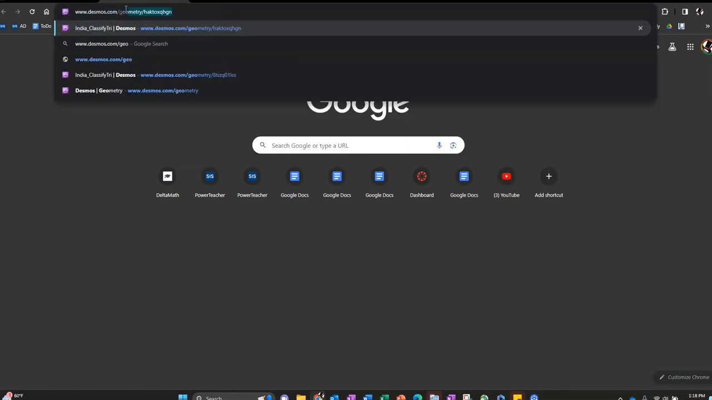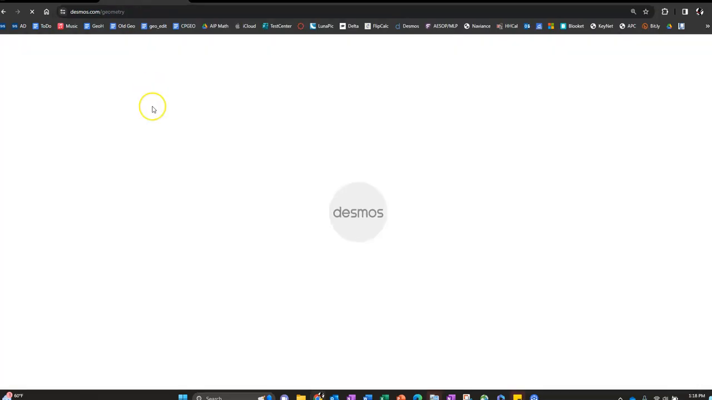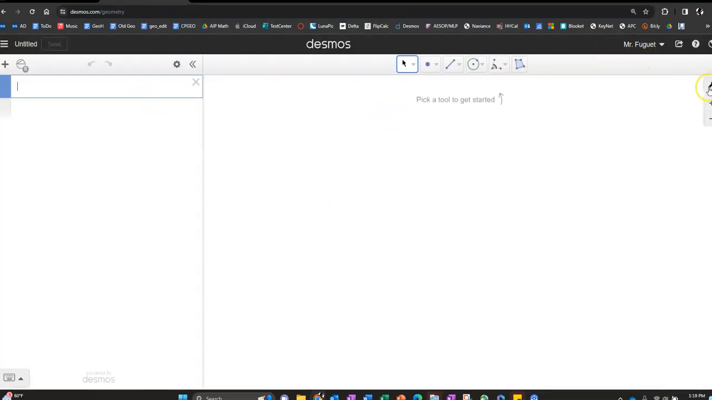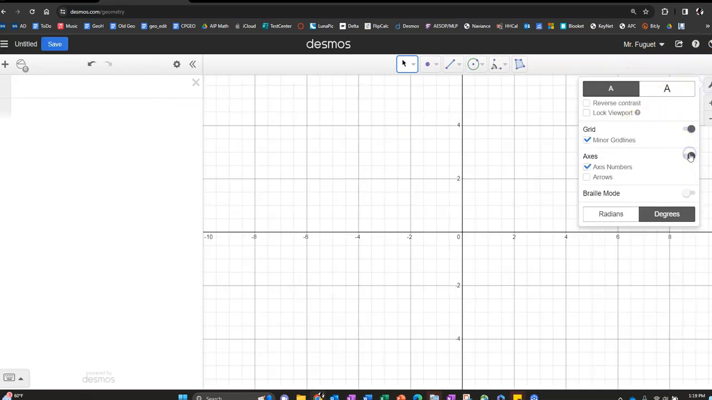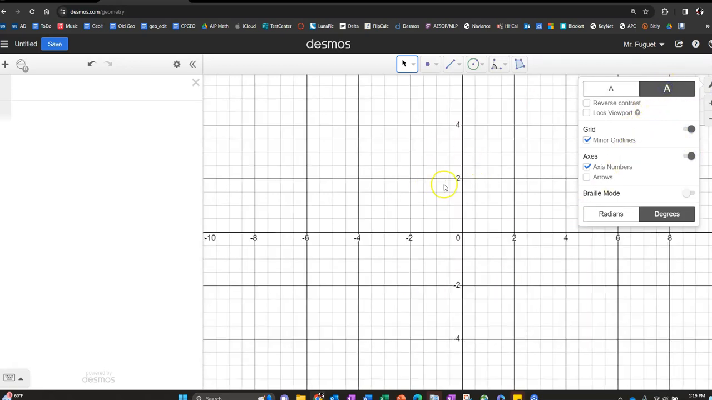It was desmos.com/geometry. When that opens, one thing you can do when you open up a blank one is go over to the settings, and you want to turn the grid and the axes on so it creates that coordinate plane that we're working with. If you click on this larger A, it'll make the text bolder and a little easier to read. For this video, I think it'll be easier to go that way.